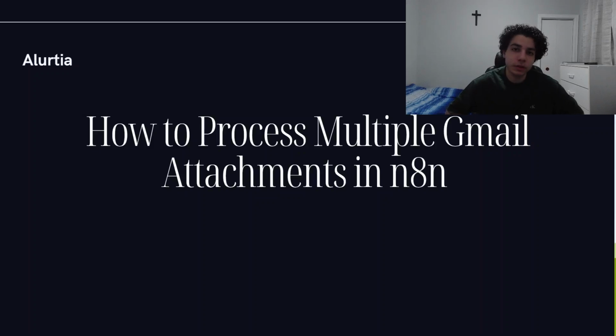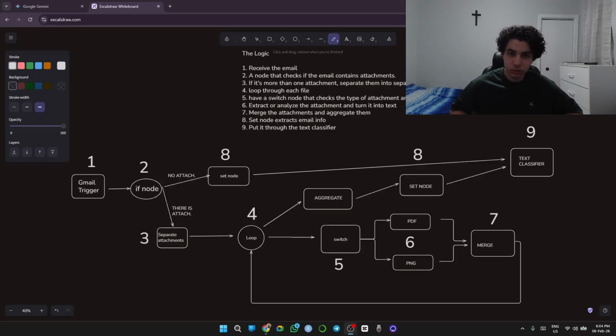Today we will be creating an email workflow that can process multiple attachments of different types. The first thing I like to do is go on Excalidraw and write down the logic step by step and draw a diagram of what the workflow should look like before hopping on N8N, just to have a clear flow on what I need to be doing at each step.